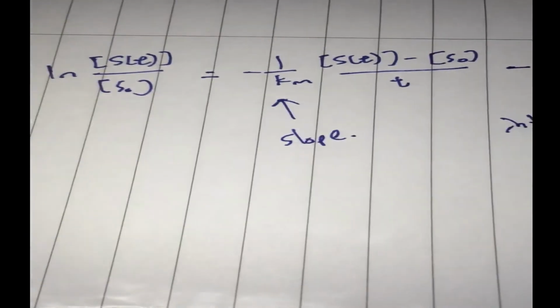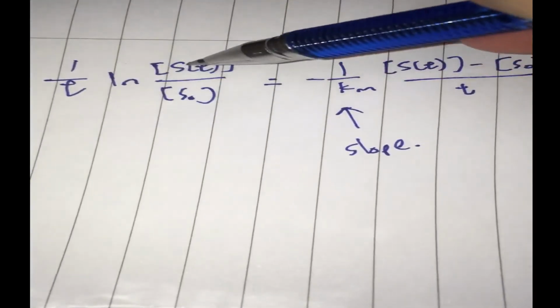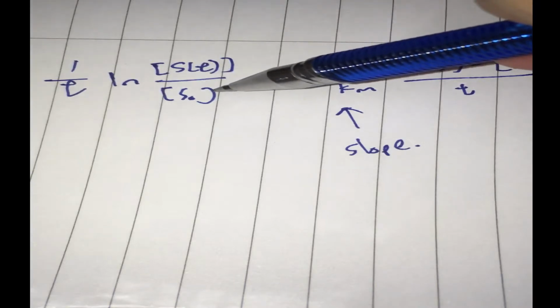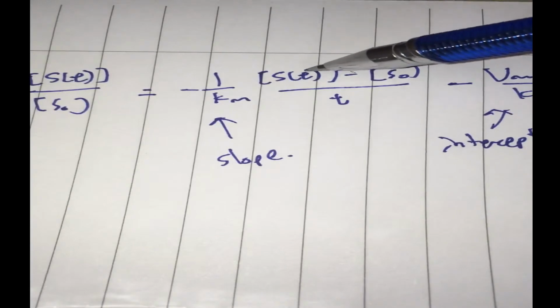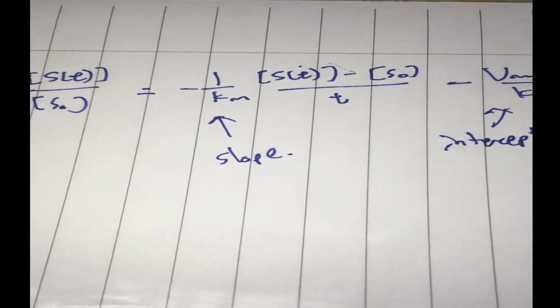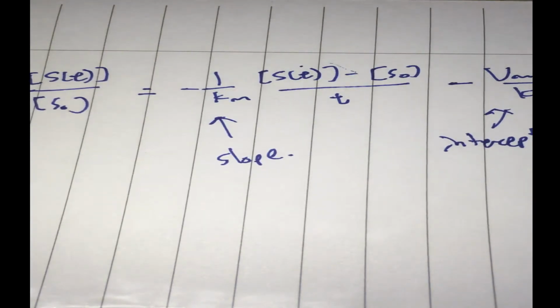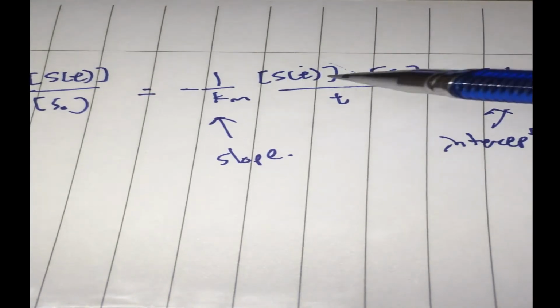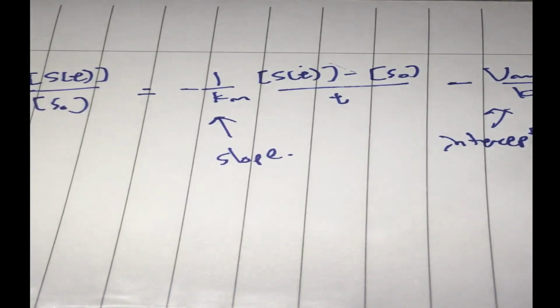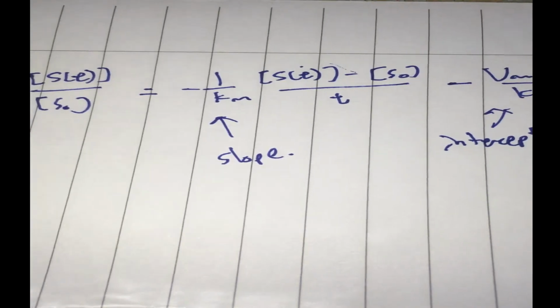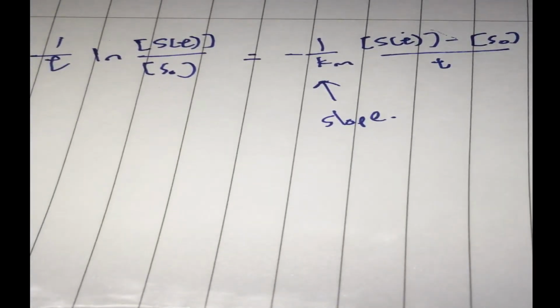So that's pretty much it. You plot 1 over t ln S of t over S naught against this St minus S naught over t, but you'll get a very negative graph, as you probably see, because St minus S naught will always give you a negative number. So you want to turn it more positive. This is the other thing you can do.